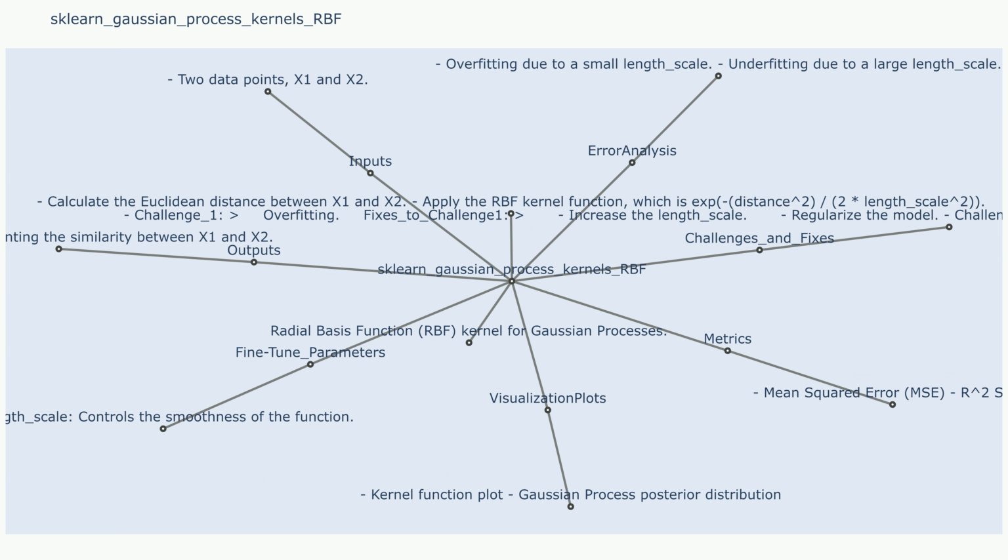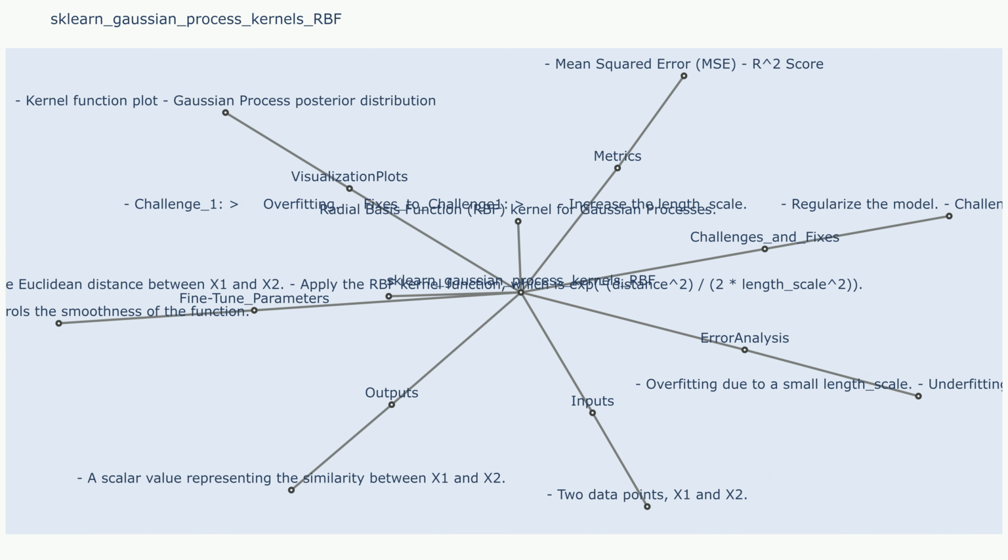Outputs. Output 1: explain in detail a scalar value representing the similarity between the two data points, based on the Euclidean distance between them. Output 2: explain in detail a covariance matrix if applied to a set of data points.